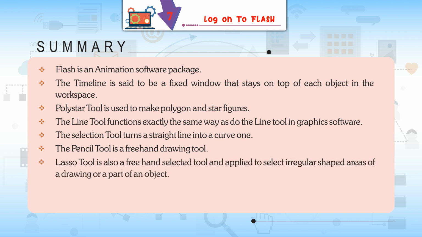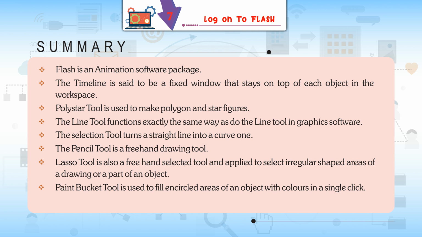Lasso tool is also a freehand selection tool and is applied to select irregular shaped areas of a drawing or a part of an object. Paint bucket tool is used to fill encircled areas of an object with colors in a single click. Animations in Flash are made using frames.